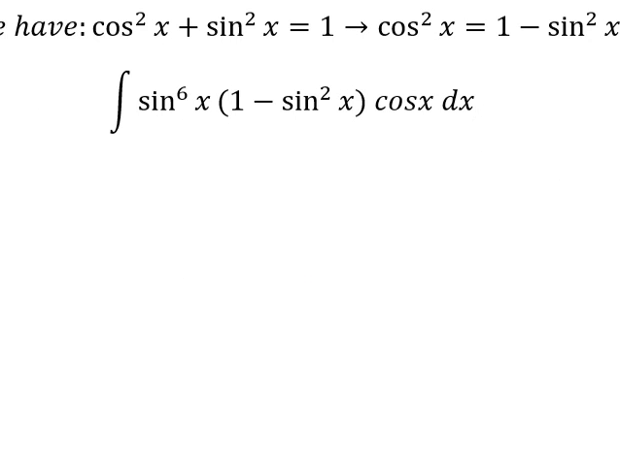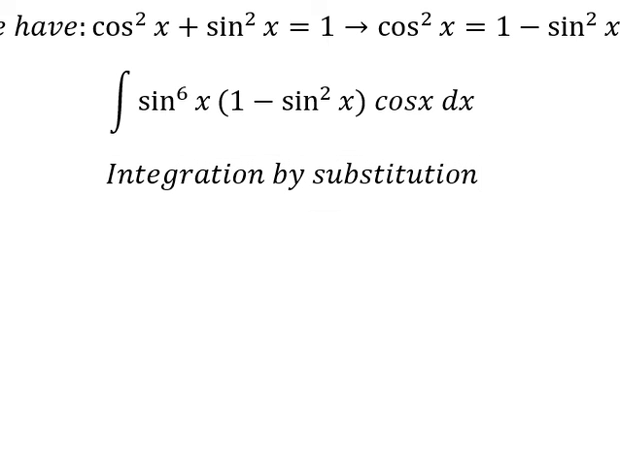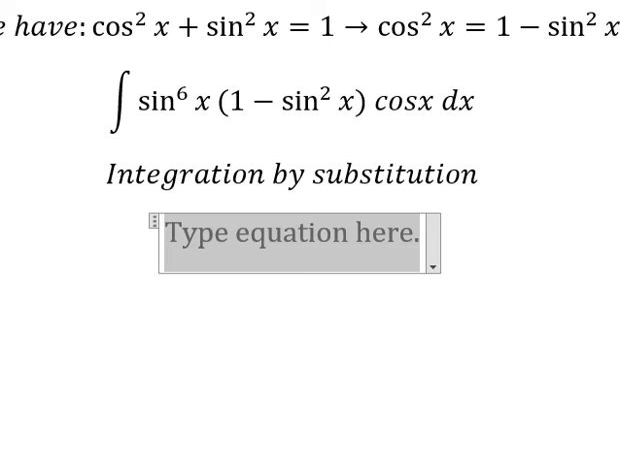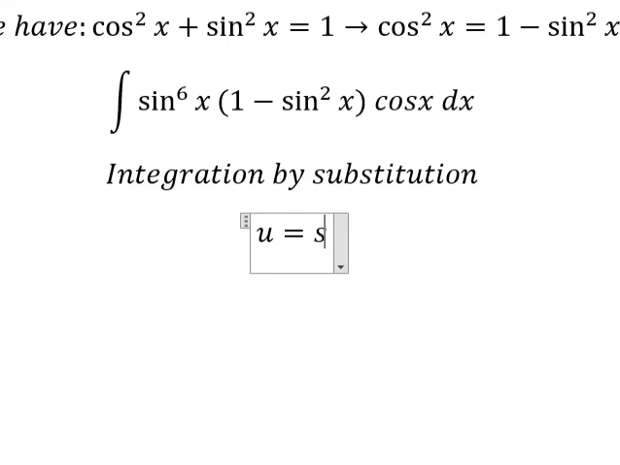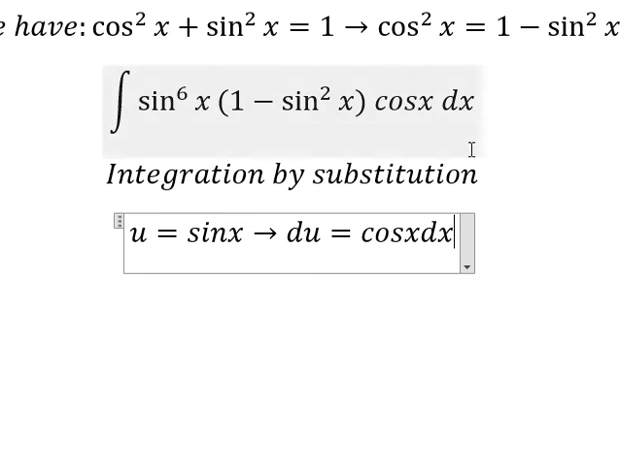Next, we need to use integration by substitution. So I will put u equals sine x. Later, we take the first derivative of both sides, and we get du equals cosine x dx.